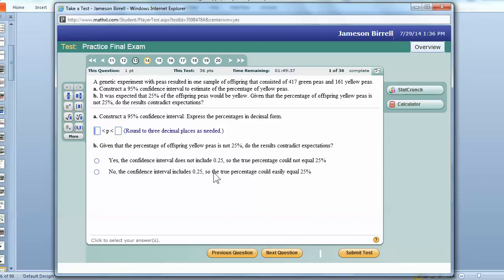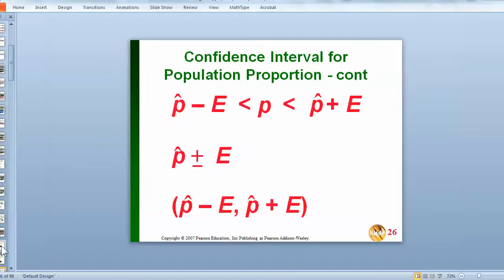Okay, a genetic experiment with peas resulted in one sample of offspring that consisted of 417 green peas and 161 yellow peas. Construct a 95% confidence interval to estimate the percentage of yellow peas. Okay, so what we've got to do is go through this whole process.